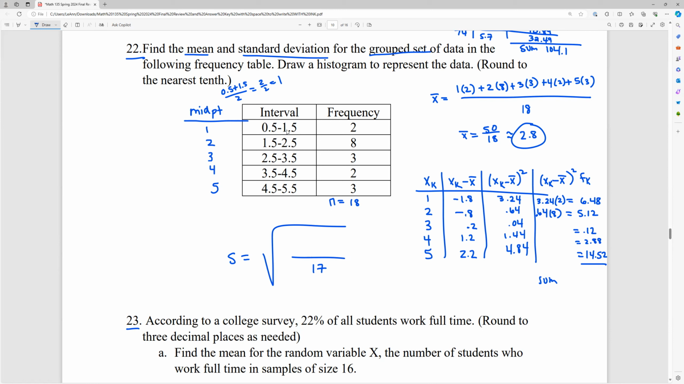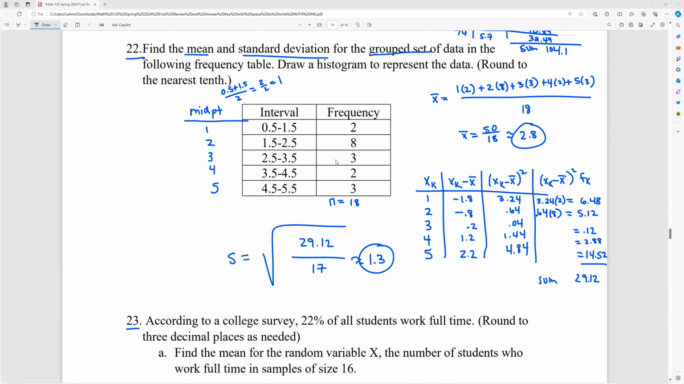Now I'm going to add those all together, and that's going to give me my numerator for my standard deviation formula. So 6.48 plus 5.12 plus 0.12 plus 2.88 plus 14.52. That is a numerator of 29.12. So I'm going to be typing this into my calculator, square root button, 29.12 divided by 17. Close the parentheses, and I'm getting 1.3 if I round to the nearest tenth, which they told us to round to the nearest tenth.